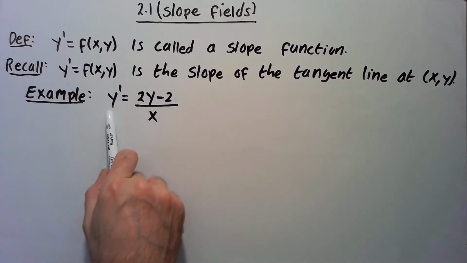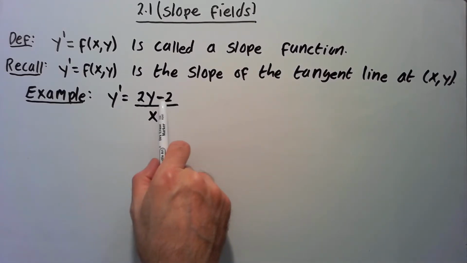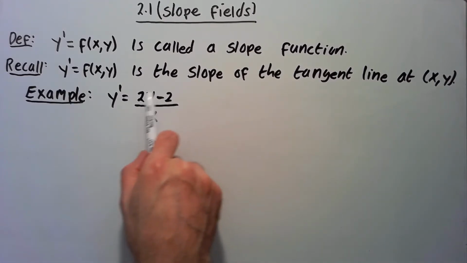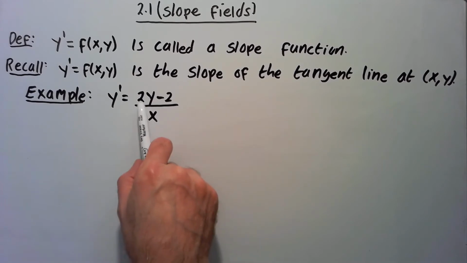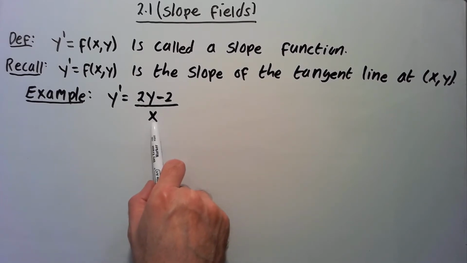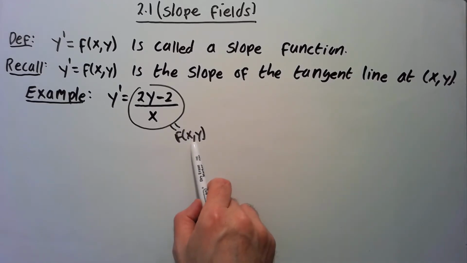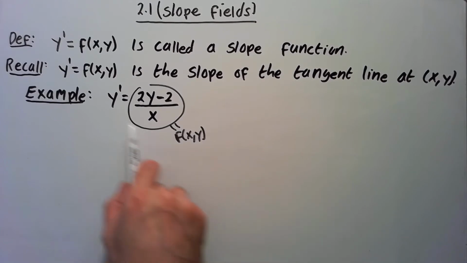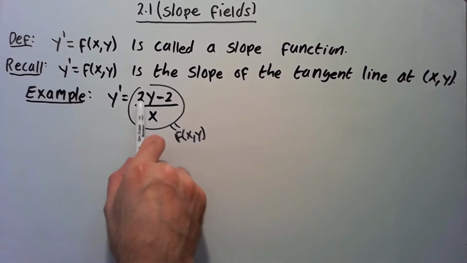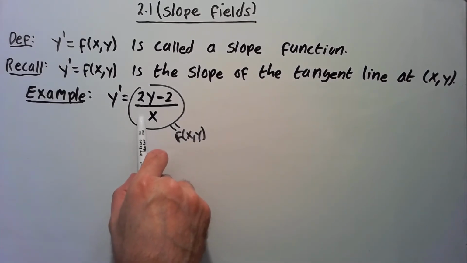Okay, so here's an example: y prime equal to 2y minus 2 over x. This would be a slope function. The 2y minus 2 over x would be my f(x, y) function. So pretty much you'd have to be able to write the derivative in terms of x and y like we've done here to be a slope function.